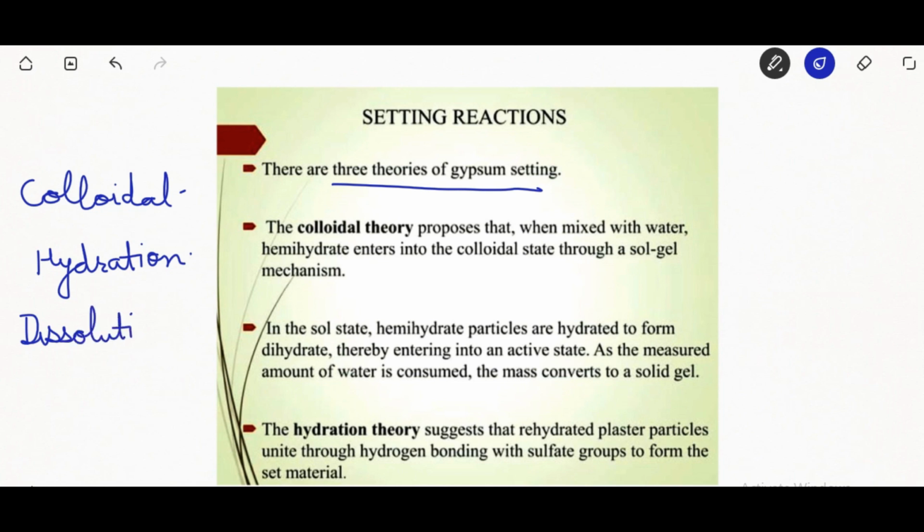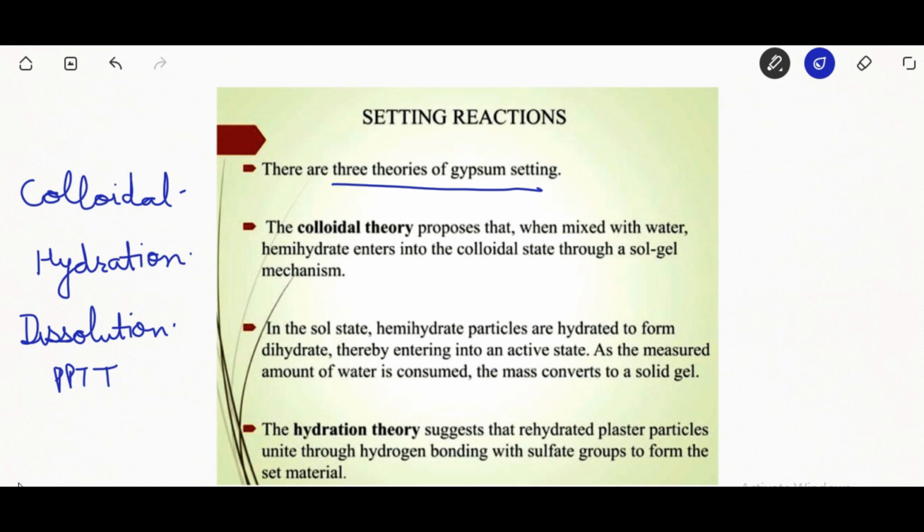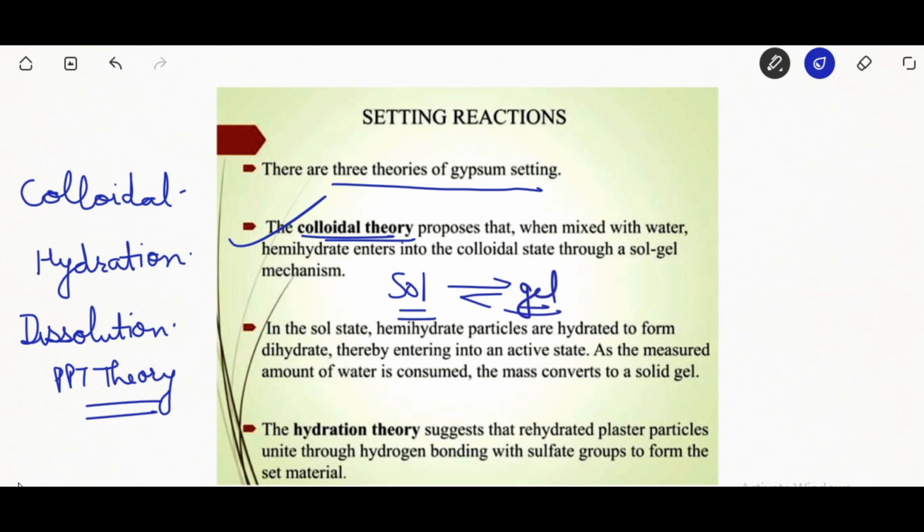When gypsum is mixed with water, hemihydrate enters into a colloidal state through a sol-gel mechanism. In the sol state, the hemihydrate particles are hydrated to form dihydrate, so they enter into an active state. As the measured amount of water is consumed, the mass again gets converted into a solid gel. Whereas the hydration theory suggests that the rehydrated plaster of Paris units through hydrogen bonding with the sulfate group to form a set material.